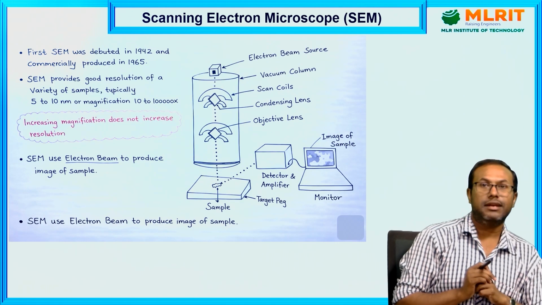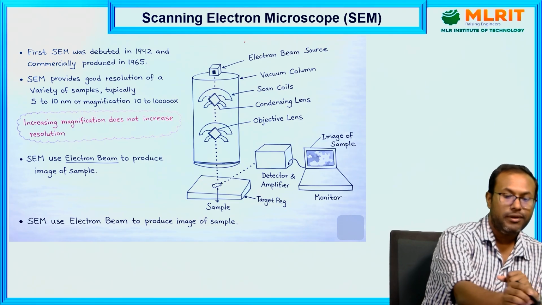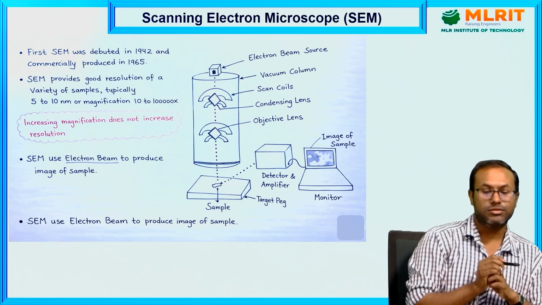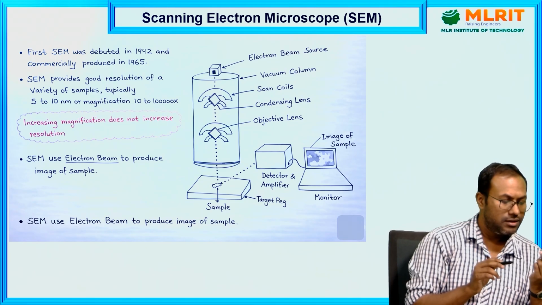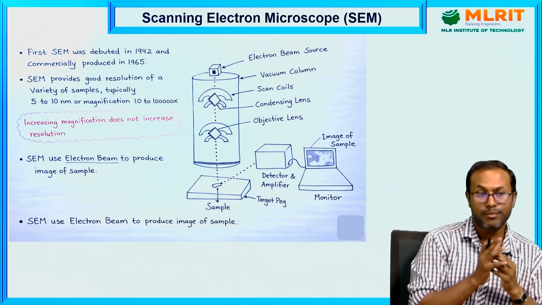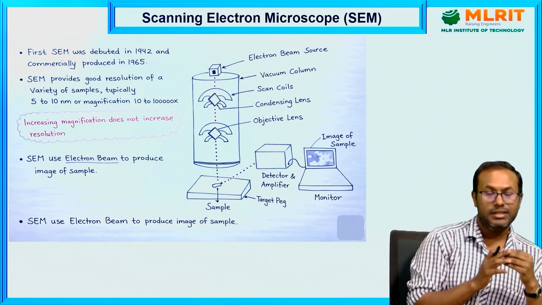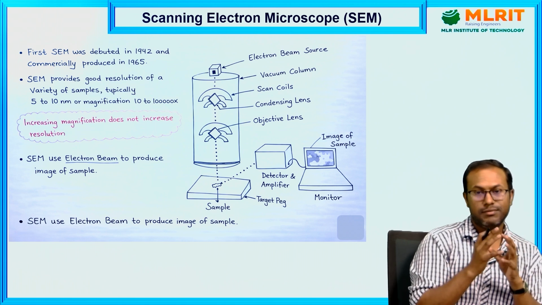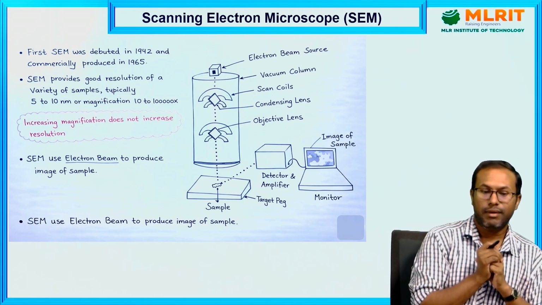Now come to the next topic, the scanning electron microscope. What is a scanning electron microscope? Before going to this discussion, we should know what a microscope is. A microscope basically magnifies a very small sample, right? The main purpose of using a microscope is magnifying, and it gives a clear image of that small sample.